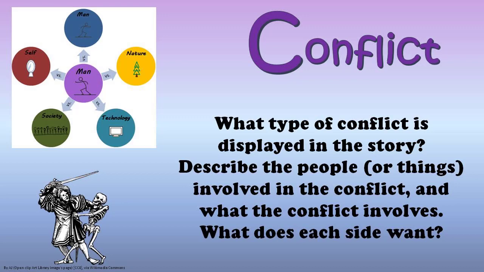Or maybe man versus society. An example of this might be a person who doesn't want to do what is expected of them. Sometimes the conflict is with nature, like when someone at sea is trying to survive a big storm, or with technology, when humanity has to fight robots. Once you have identified the type of conflict, you need to identify what each side wants. The robots want to kill all humans and take over the world, but the humans just want to live.